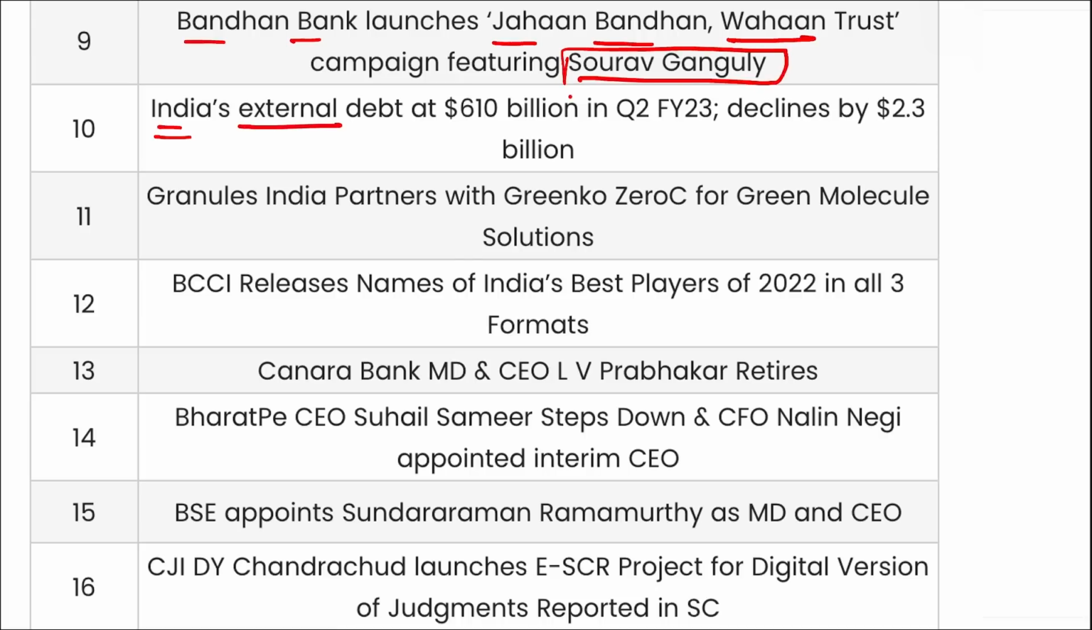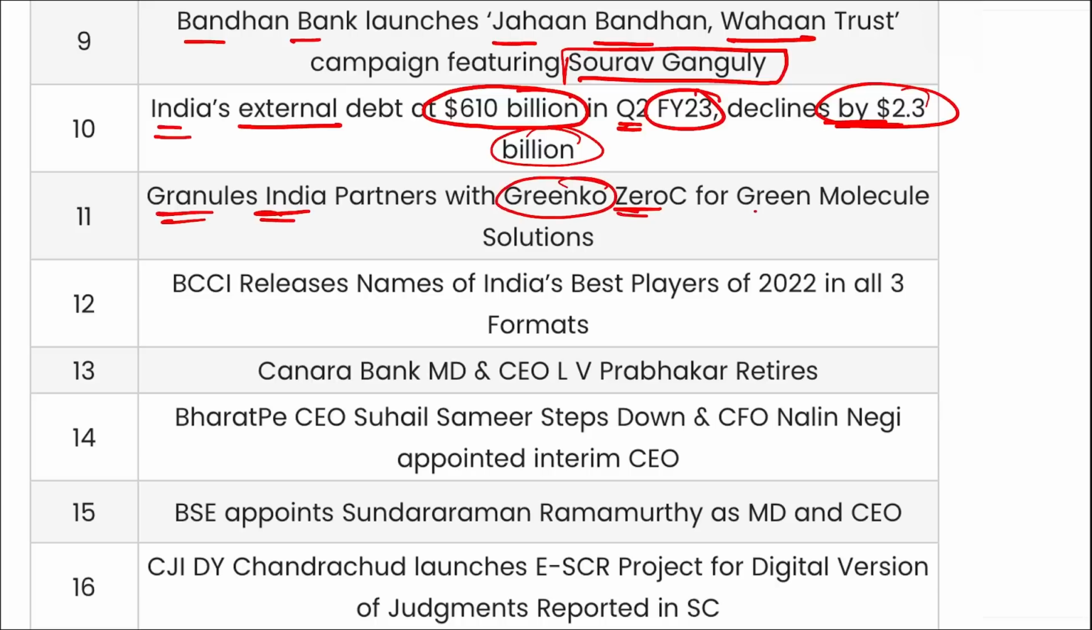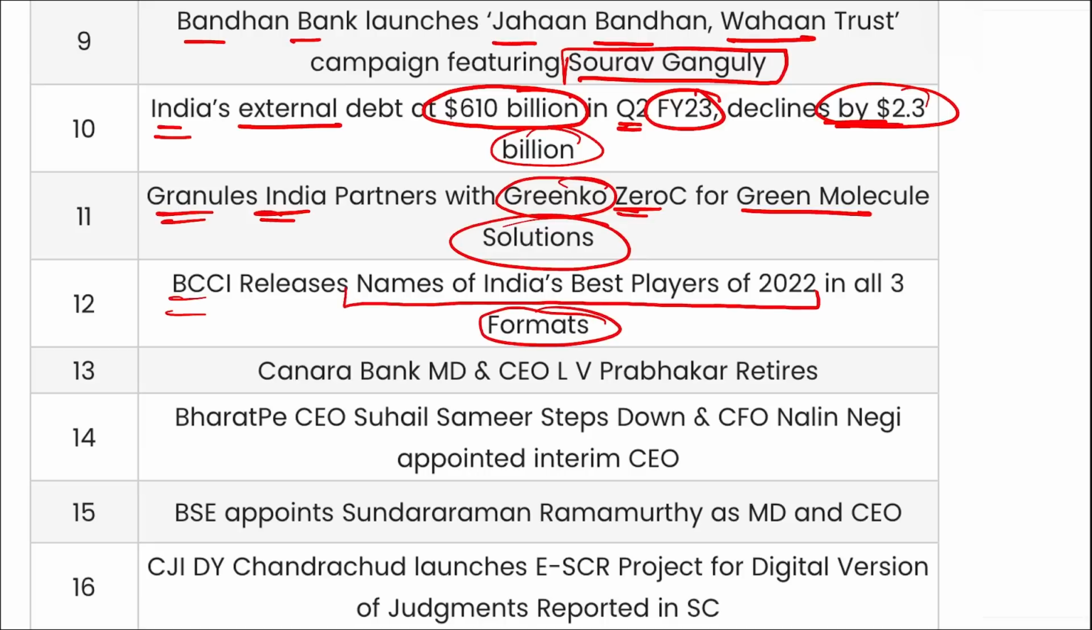India's external debt stood at $610 billion in the second quarter of fiscal year 23, a decline of $2.3 billion from the first quarter of fiscal year 23. Granules India has partnered with Granco OC for green molecule solutions. BCCI has released the names of India's best players of 2022 in all three formats.